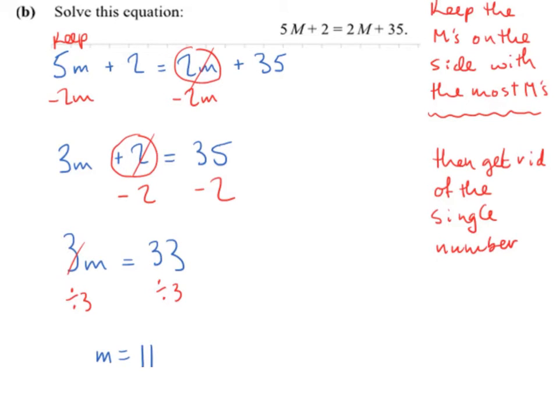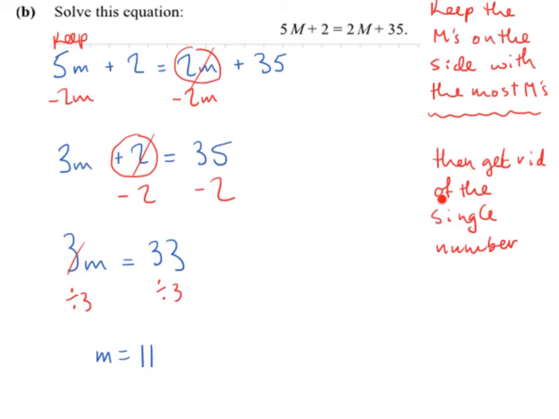So 5m minus 2m is 3m. 5 minus 2 is 3. I bring down the plus 2. I bring down the equals. I've gotten rid of this, so I just have to bring down the 35. Now I have 3m plus 2 equals 35.